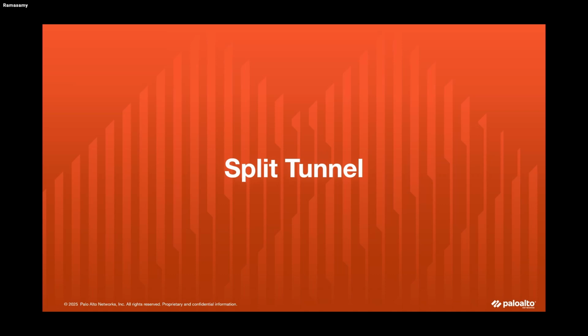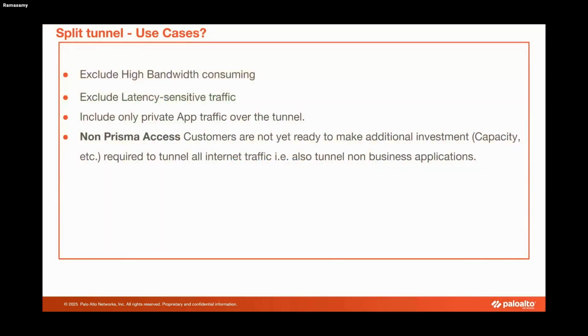We'll start the day with split tunnel. Let's see the use cases of split tunnel. When the customer doesn't want to send all those high bandwidth consuming traffic into the tunnel, like YouTube, Netflix, etc., latency sensitive traffic such as VoIP are sent outside the VPN tunnel, while all other traffic goes through the VPN for inspection and policy enforcement by the GlobalProtect gateway. The reason we send the latency sensitive traffic outside the VPN tunnel is because even a slight delay in voice calls can cause choppy audio or video, making the communication very difficult.